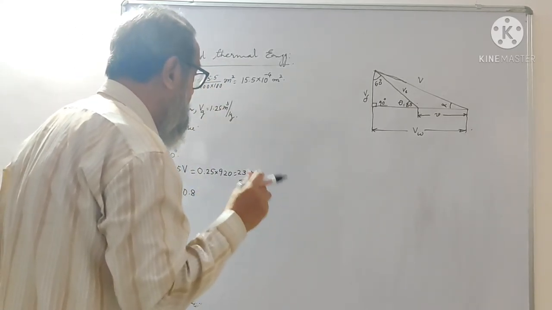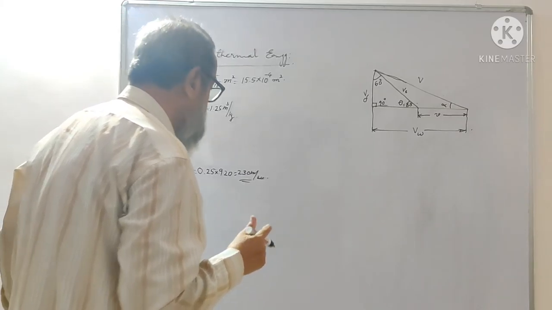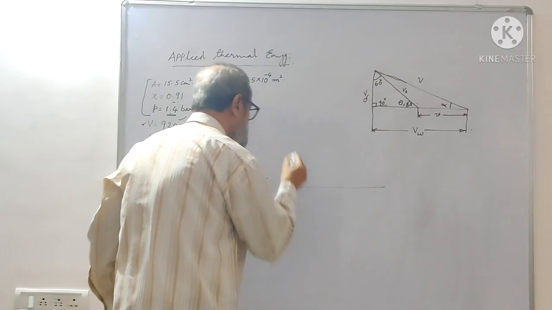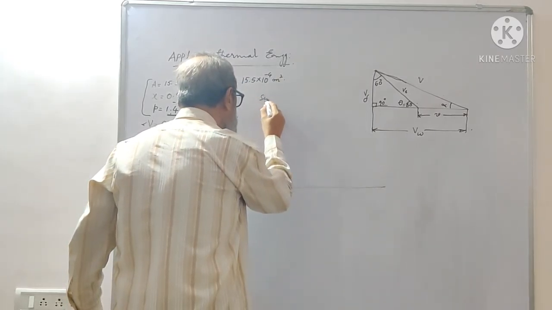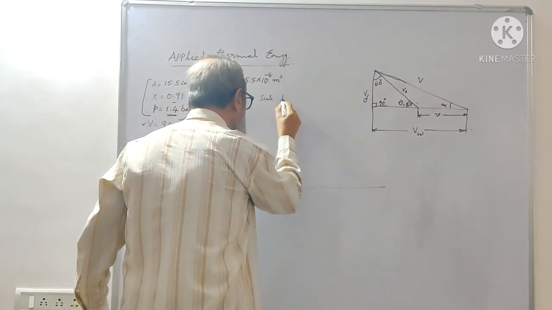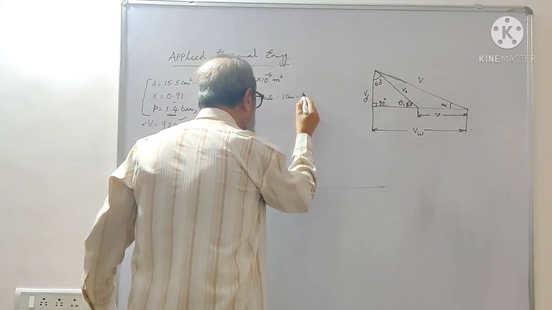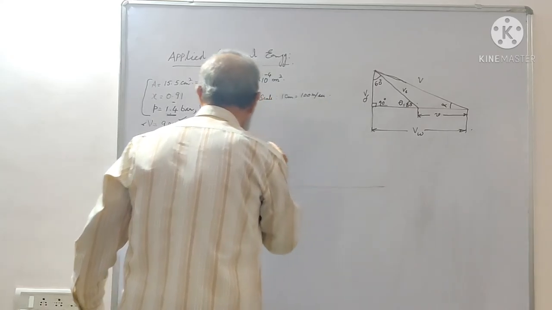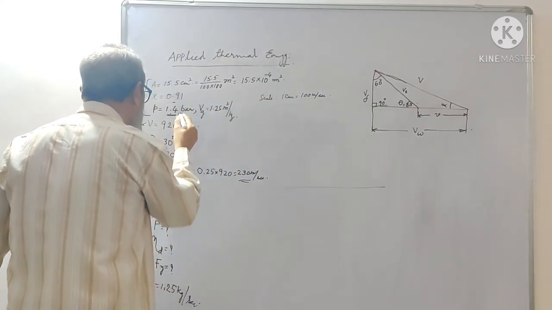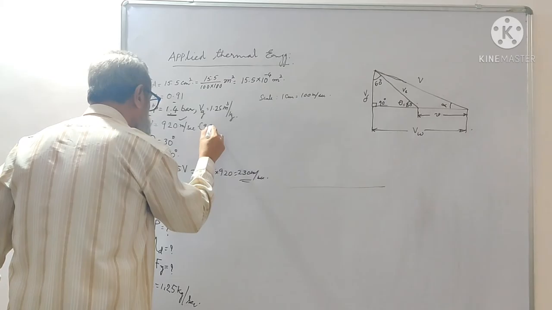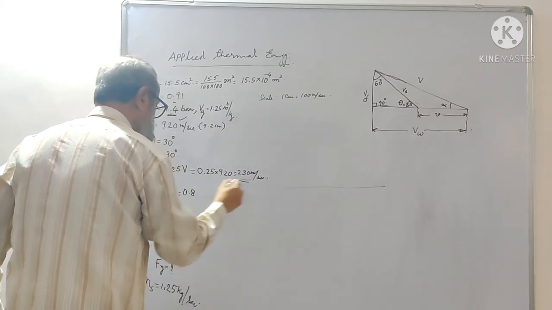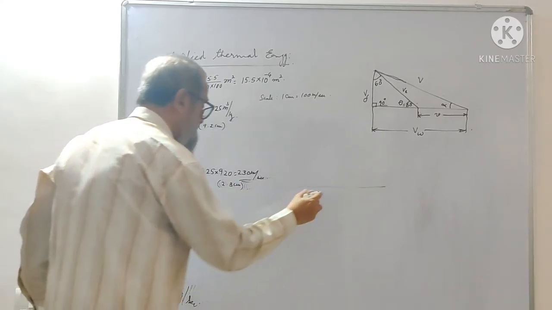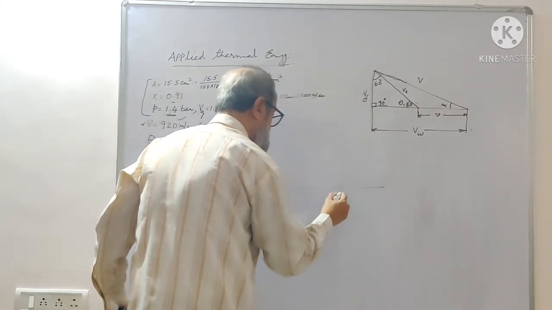Now what you do here is, first draw a horizontal line. Select a scale. You can take 1 centimeter equal to 100 meters per second, no problem. So 920 will be 9.2 centimeters, and 230 will be 2.3 centimeters, right? Draw a horizontal line.